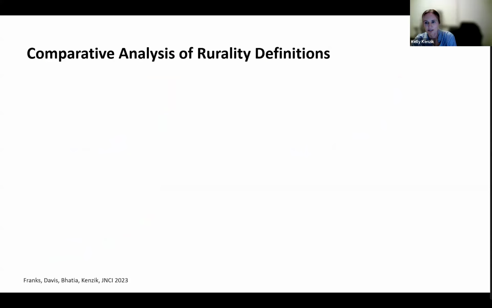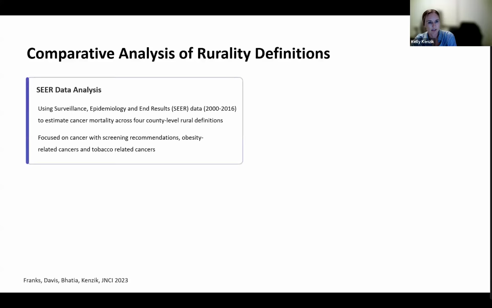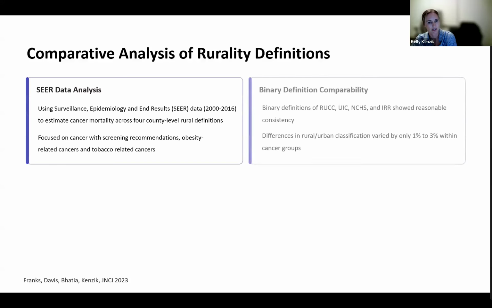So if we're to look at these different rurality definitions, how would this affect our mortality estimates? To do this, we looked at cancer mortality estimates across 4 of these county level rural definitions, and then we grouped cancers into 3 large categories: those with screening recommendations, obesity-related cancers, and tobacco-related cancers. Those are the larger cancer groupings that we know are most impacted by rural designations.